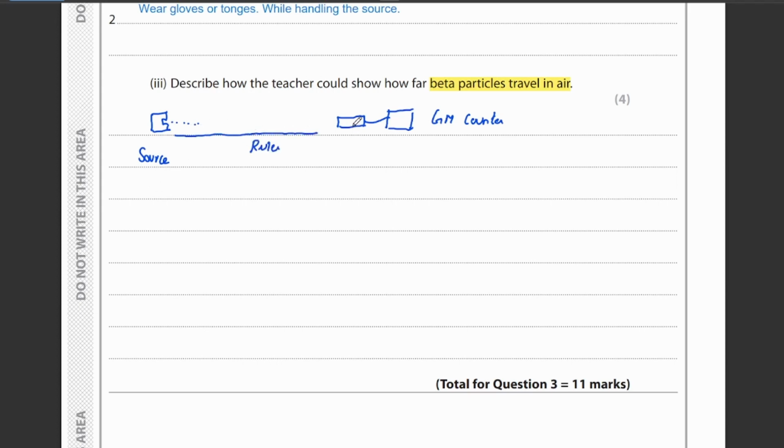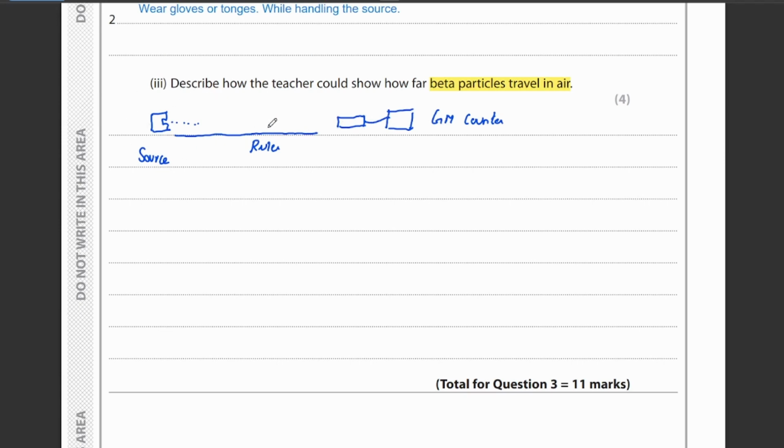First, you would actually put the GM tube at the start and then slowly move the GM tube away from the source till you get a reading of 0 or to a minimum value that you're always getting. So without any source, you will also get some reading. That's what you call background radiation. So the first step is to measure the background radiation without any source.